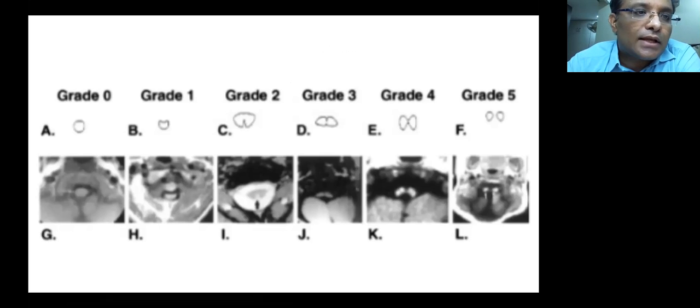So as you can see, this is a normal spinal cord. This is just the anterior cleft. This is posterior cleft. This is grade 3. This is bow tie configuration. And this is complete, grade 5.